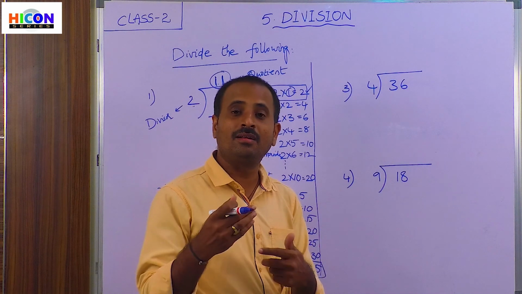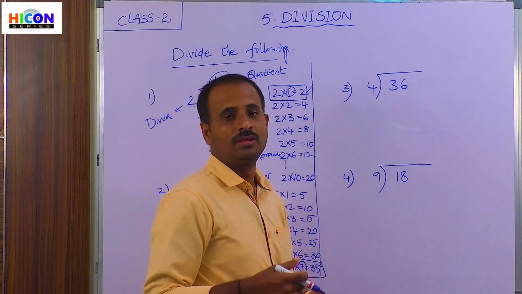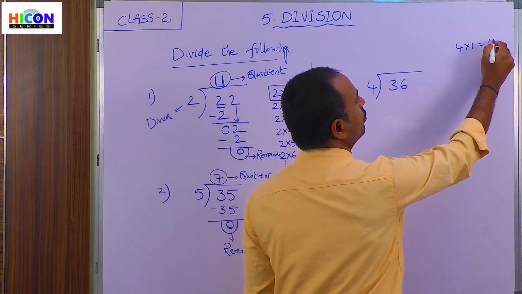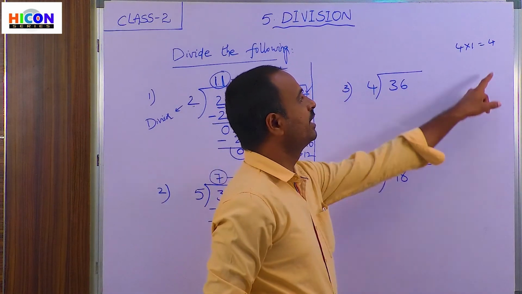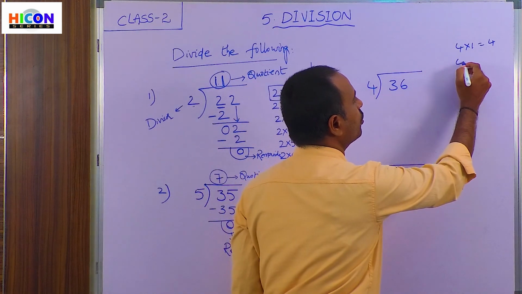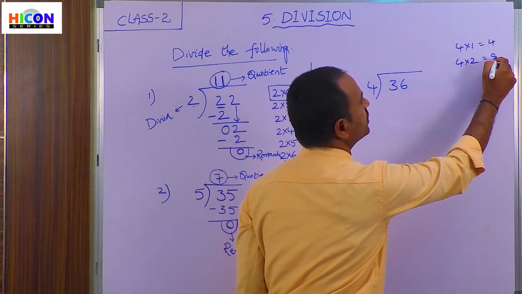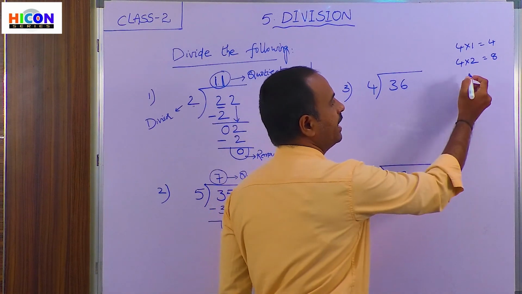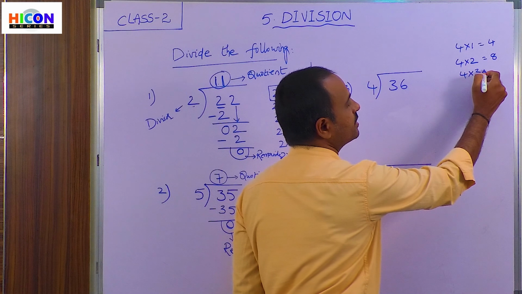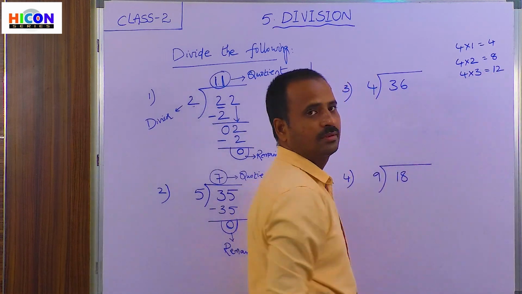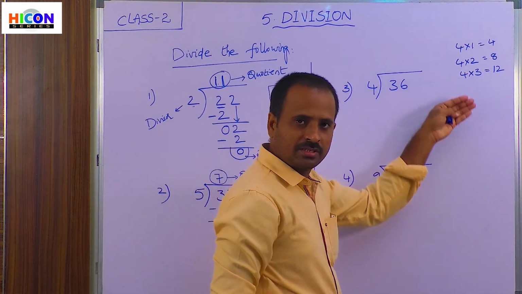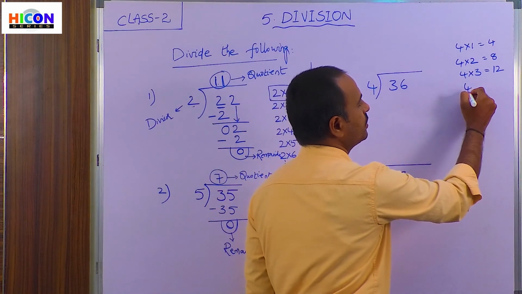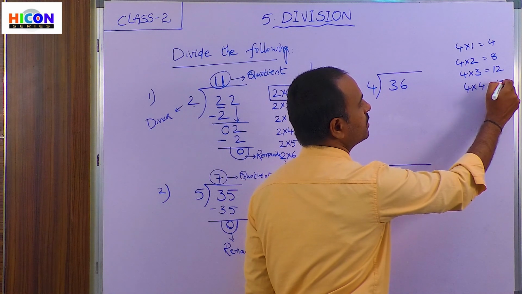Let us recall or memorize the fourth table. 4 ones are 4. So if you take one time, we will get 4. And 4 twos are how much? 8. So if you take 2 times, you will get 8. And again take 3 times, 4 threes are 12. Now continue this until we get the number 36. So now take 4 times, 4 fours are 16.